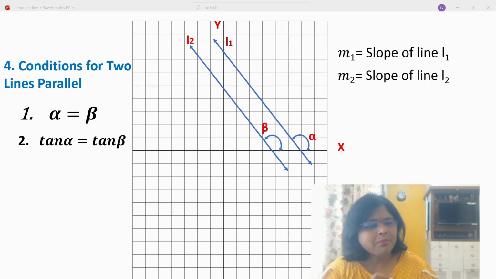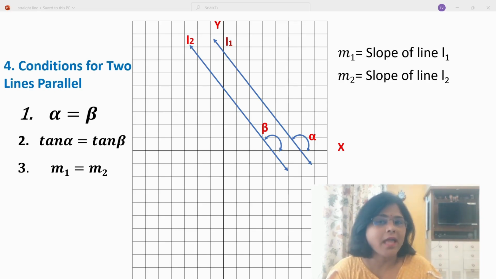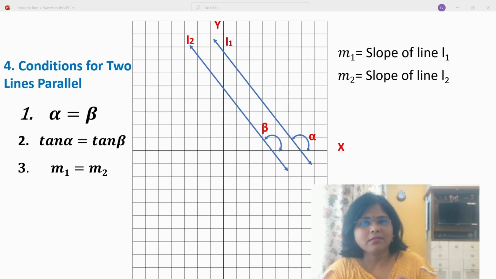Now, tan alpha represents the slope of line L1, that is m1, and tan beta represents the slope of line L2, that is m2, and therefore we can replace tan alpha with m1 and tan beta with m2, and therefore we can write down the slope of line L1, that is m1, is equal to slope of line L2, that is m2. If the slopes of two lines are equal, then we can say these two lines are parallel to each other.